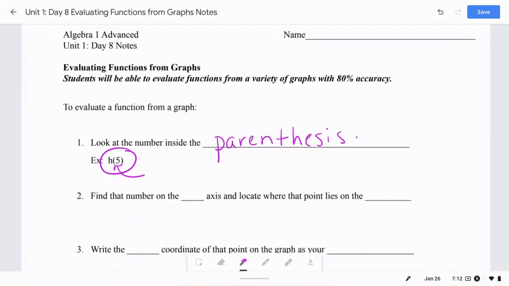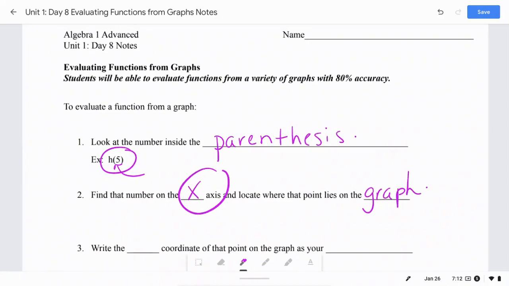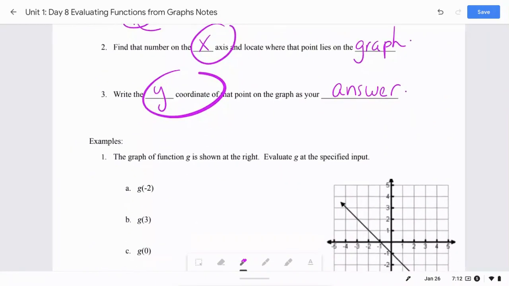Then step 2, you're going to find the number on the x-axis and locate where that point lies on the graph that is always given. Step 3, then we're going to write the y-coordinate of the point on the graph as the final answer. So this is going to make more sense once we go through a few examples. We're going to go through a couple different functions.